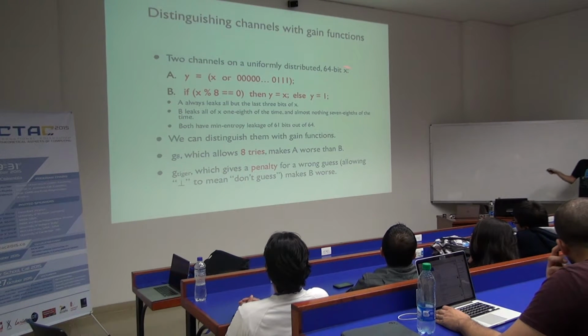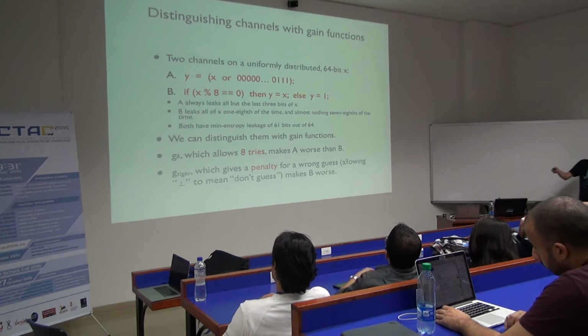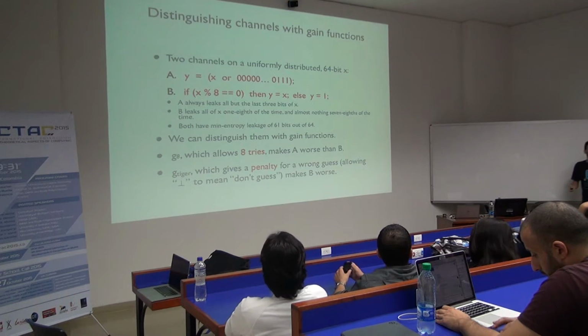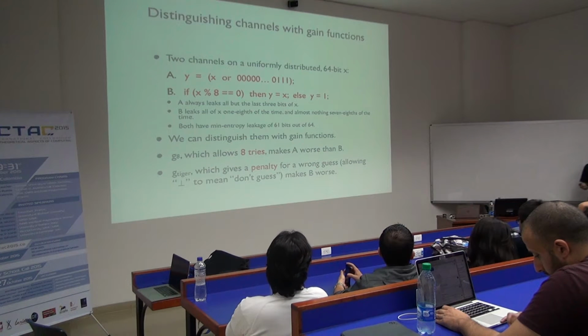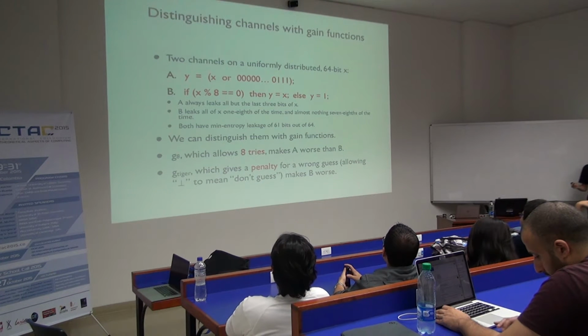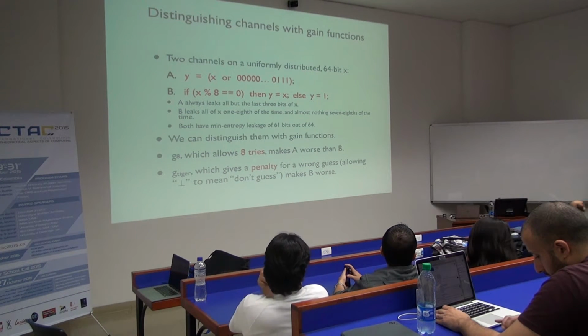I have these uniformly distributed 64-bit integers. I need to make a guess. A wrong guess hurts, but I can choose to pass, and if I choose to pass, then I get a little bit of gain, right? So what do I do? What would be the best guess in this scenario? I mean, the best guess is the one that maximizes the gain, right?